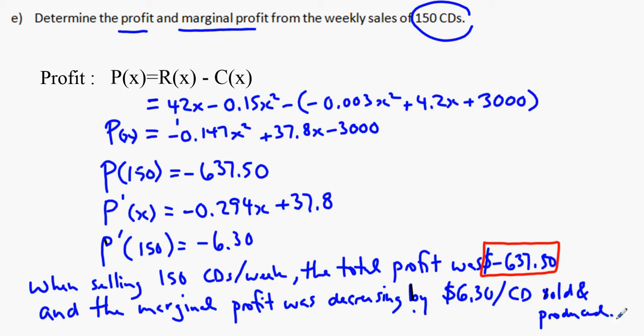So this means two things. One, they're in the red, they're losing money, but also because their profit is decreasing, that must mean they've gone beyond the maximum profit, and now their marginal profit is negative. They're losing money per CD, which is never a good thing. All right, let's go to the last one.